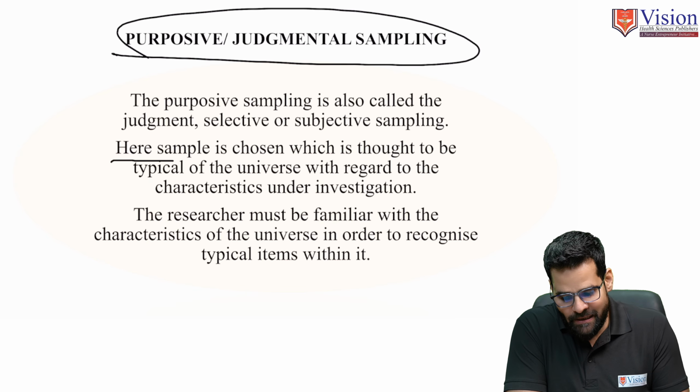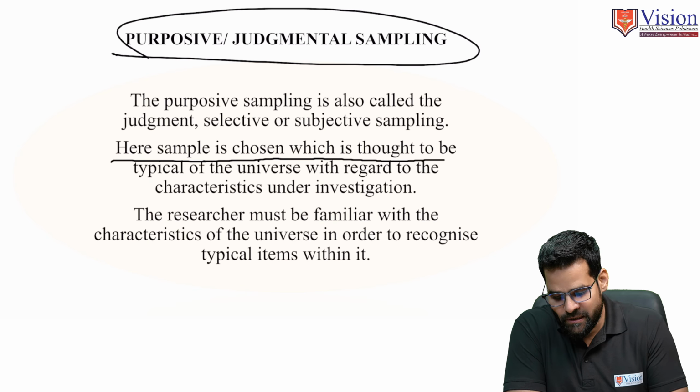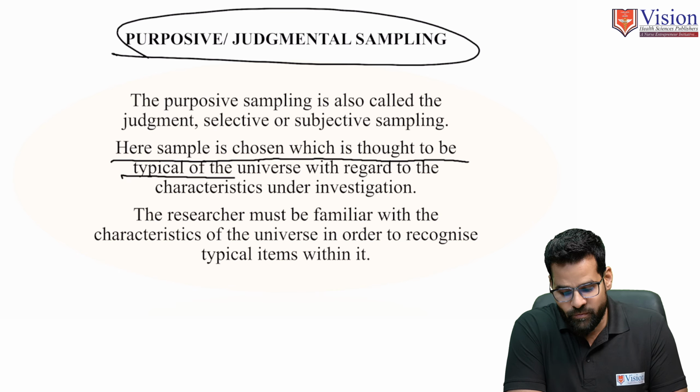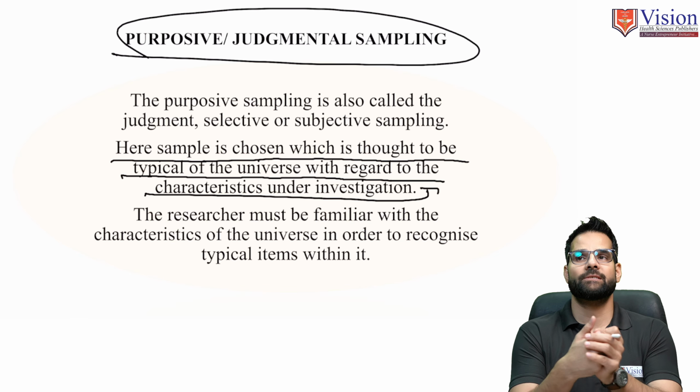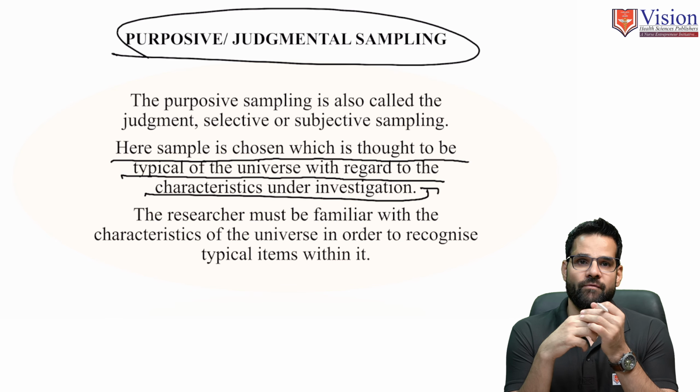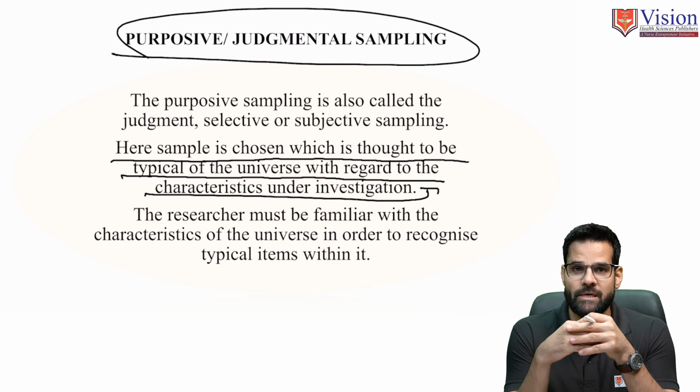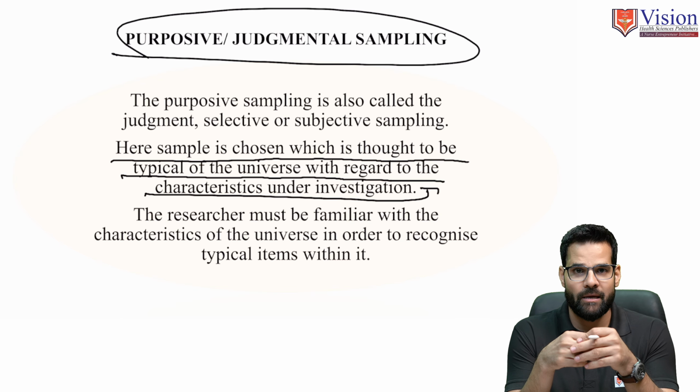So here the samples are chosen which is thought to be typical of the universe with regard to a characteristic under the investigation. Okay, so it's a purposive sampling. Like for example, I'll tell you my own example. We did one research where we wanted to study the children engaged in child labor.